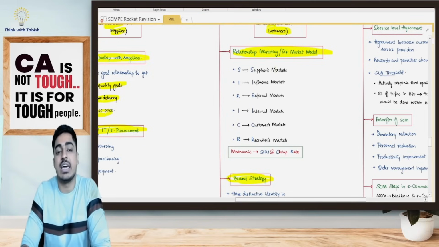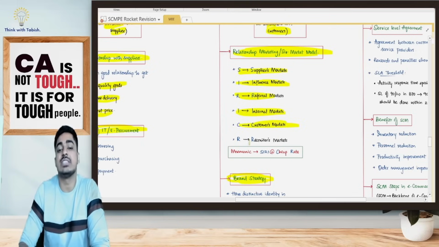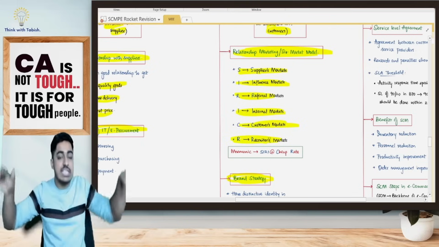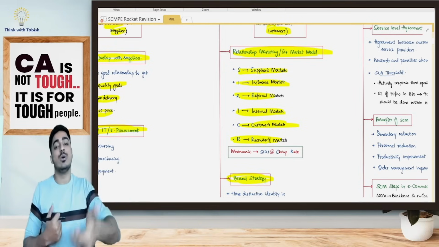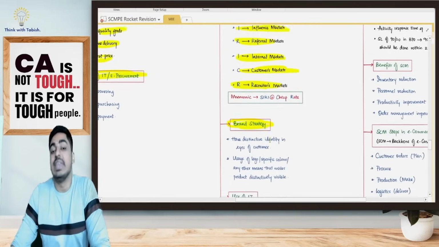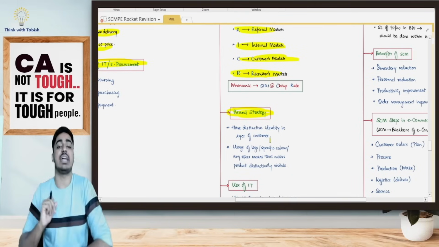S stands for supplier market. I stands for influence market. R stands for referral market. I stands for my internal market. C stands for my customer market. And R stands for my recruiters market. In all these six places, I should be maintaining a good relationship because it will help me in my downstream supply chain management. Next, in order to get customers, you should be having a proper brand strategy.